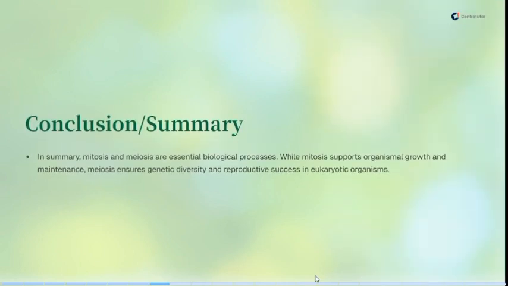In conclusion, mitosis and meiosis are essential biological processes. While mitosis supports organism growth and maintenance, meiosis ensures genetic diversity and reproductive success in eukaryotic cells. In summary, the things you should take away from this lesson are that mitosis is a process that has majorly 4 phases, and at the end you will see a final process of cytokinesis. During these processes a parent cell is split into 2 identical daughter cells having exactly the same number of chromosomes as the parent cell.